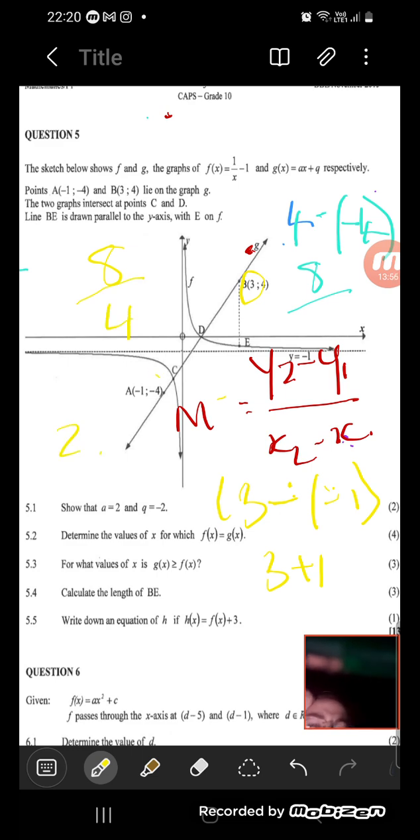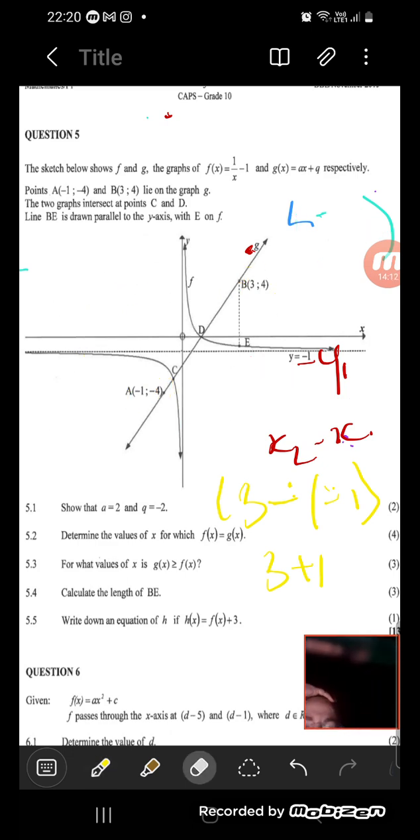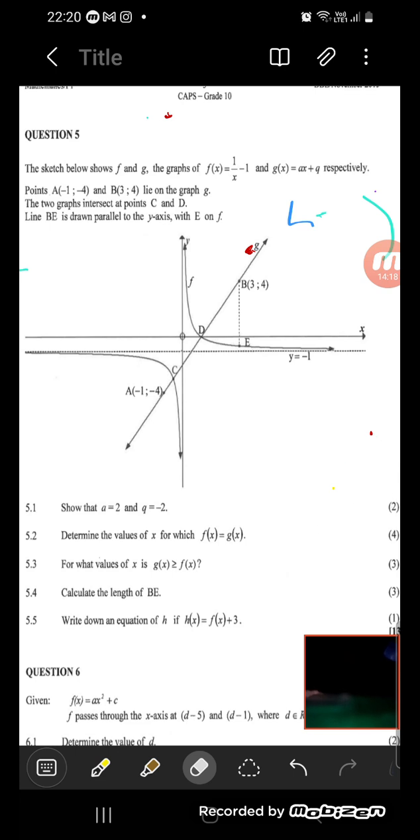Now you could have used this one minus this one. It would have given you the same thing. It would have given you a minus 8 over minus 4, which would have given you the same gradient because those minuses would have cancelled out. If you took this number as the y2, you can go and do that sum for yourself to make sure that you can see that it's true. Okay, so what is my gradient? My gradient, or my A, is 2.